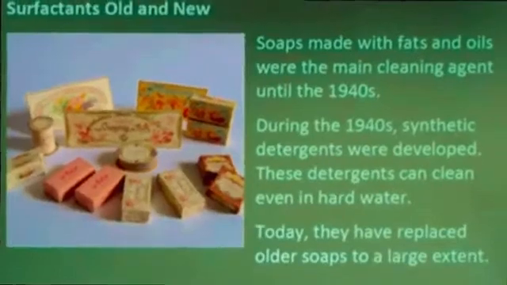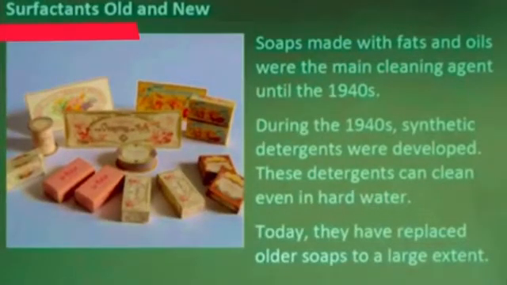So, we're going to look at the different types and what each of them is useful for. Firstly, surfactants and salt. Soaps made with fats and oils were the main cleaning agent until the 1940s. Using animal fats or vegetable fats to make soaps was the major process until about the 1940s. During the 1940s, synthetic detergents were developed.